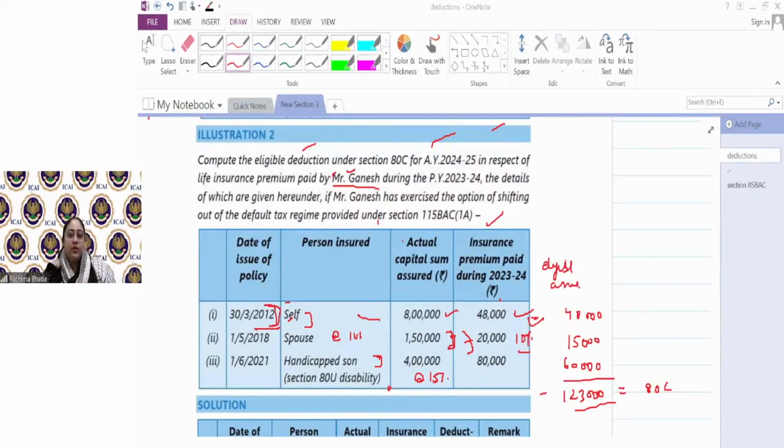Correct, Swati. If the total of all the premium crosses 1,50,000, in your example, as you said, 153,000, the maximum deduction allowed would be 150,000.